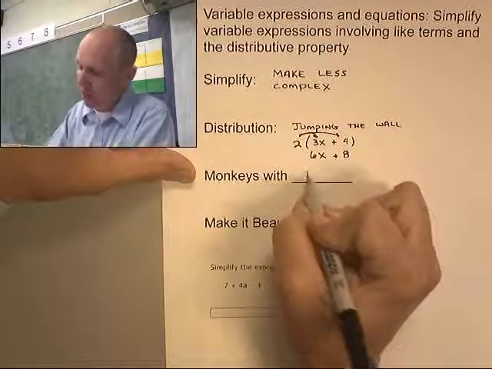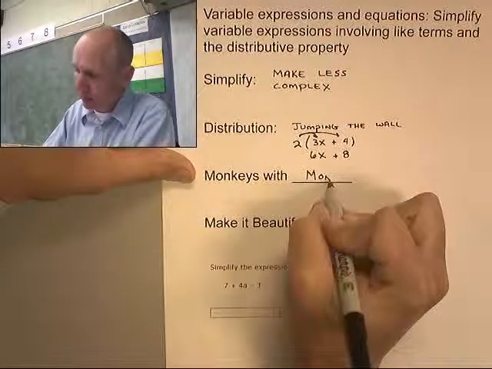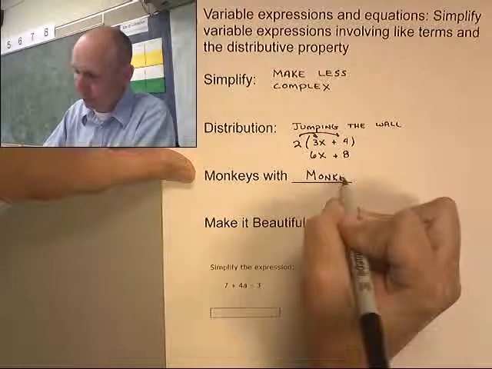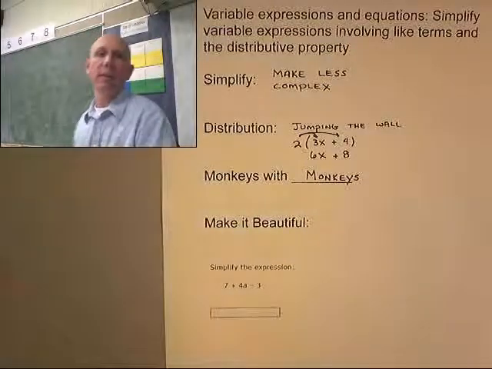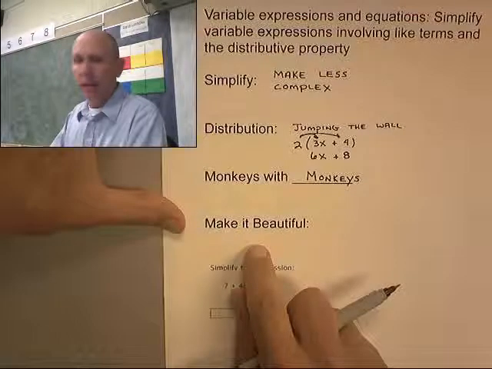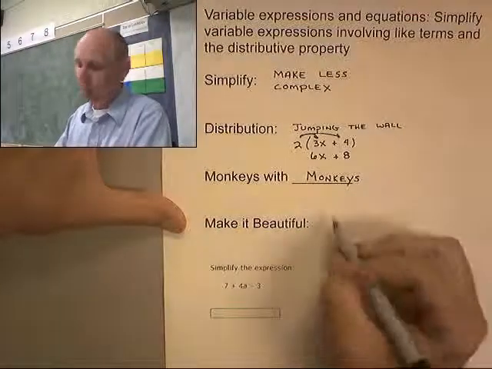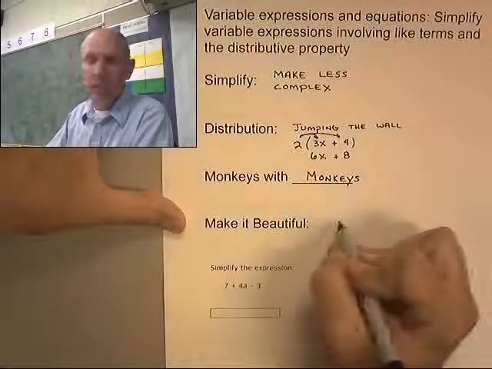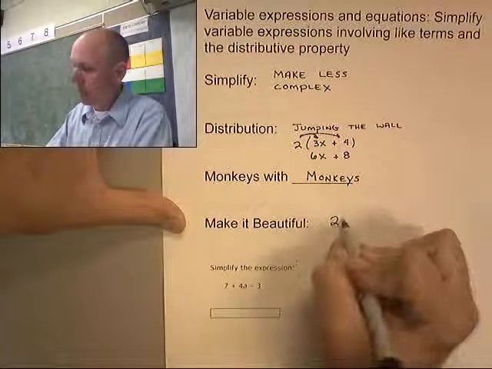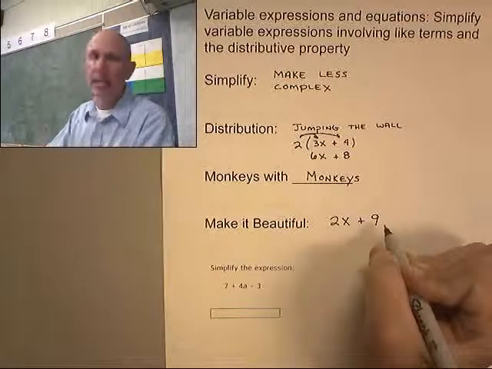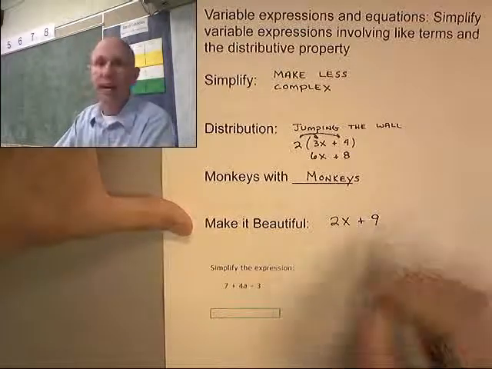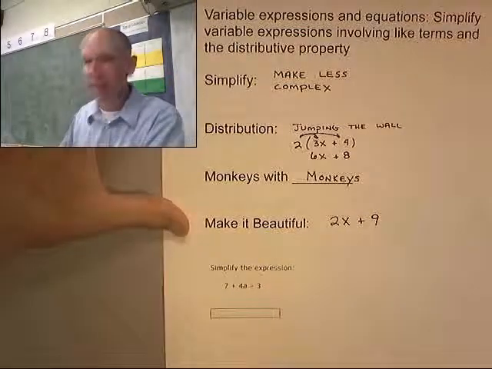Monkeys play with monkeys, and x's play with x's. And then, always need to make things beautiful. I am going to want the variables to come first, so we'll write something like 2x plus 9. I do not want 9 plus 2x, I want 2x plus 9.